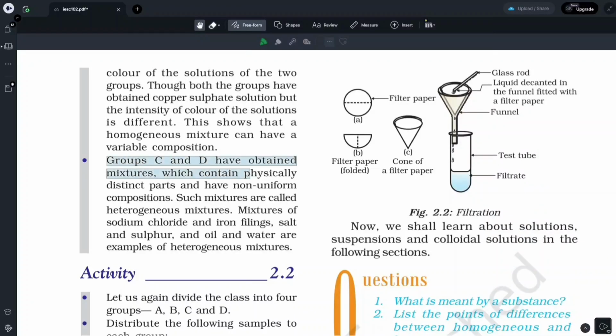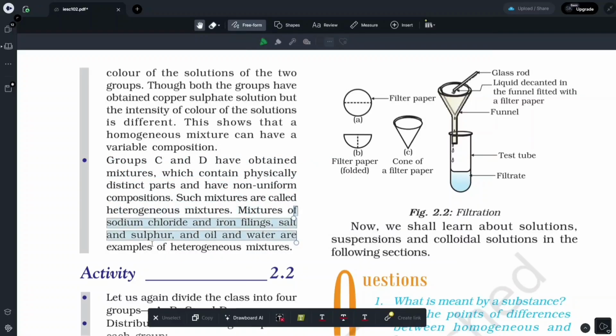Groups C and D have obtained mixtures which contain physically distinct parts and have non-uniform compositions. Such mixtures are called heterogeneous mixtures. Mixtures of sodium chloride and iron filings, salt and sulfur, and oil and water are examples of heterogeneous mixtures.